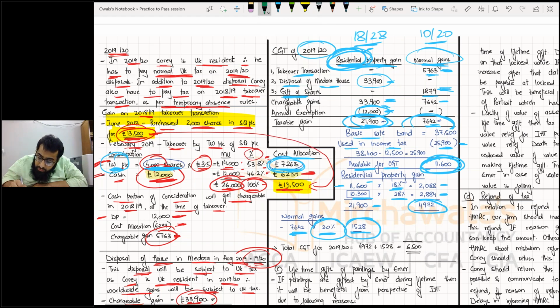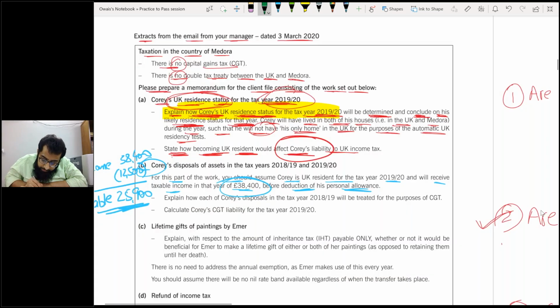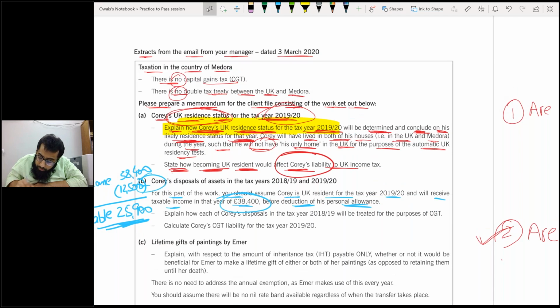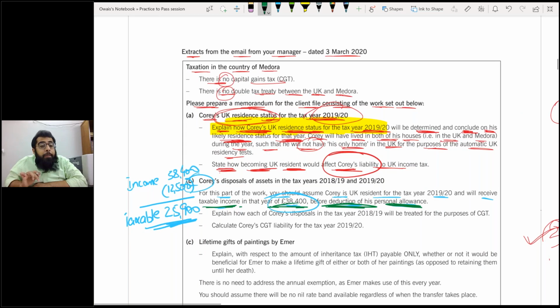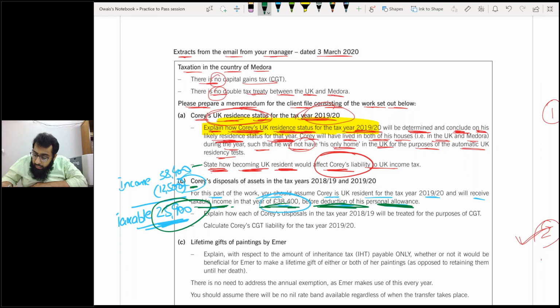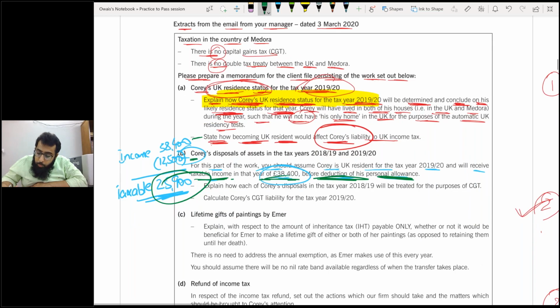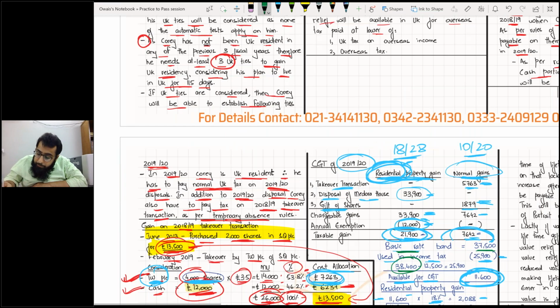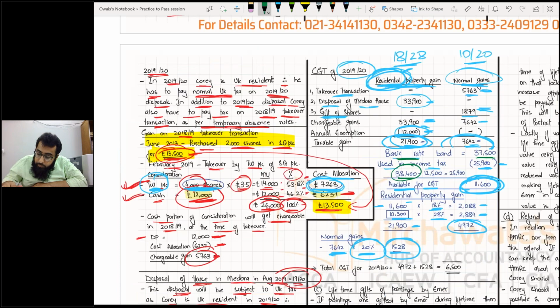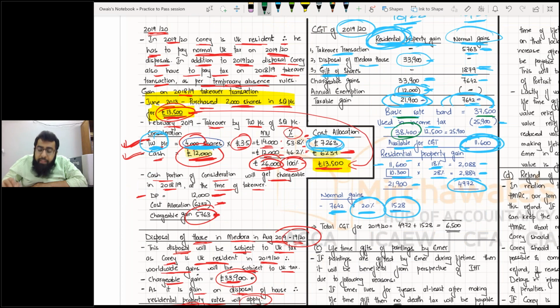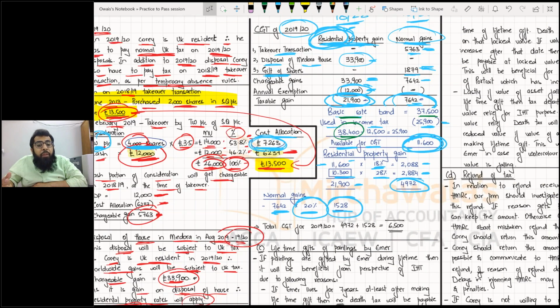37,500. In the question, it was written that he has income of 38,400. He had income of 38,400 before deduction of personal allowance. So 38,400 minus 12,500, so 25,900 is the amount which will use his basic rate band. So 11,600 is available for CGT.